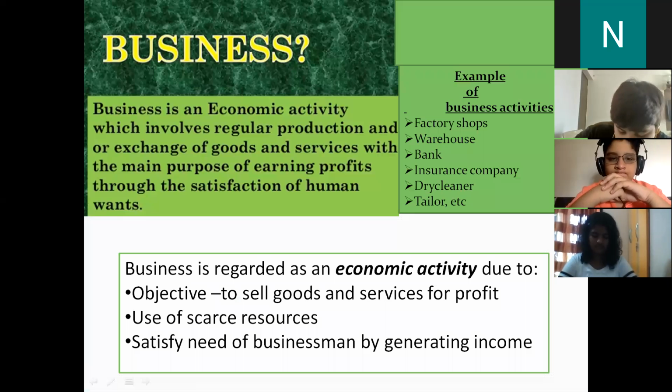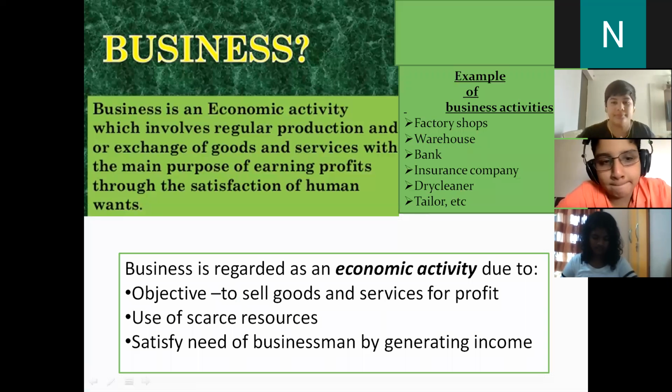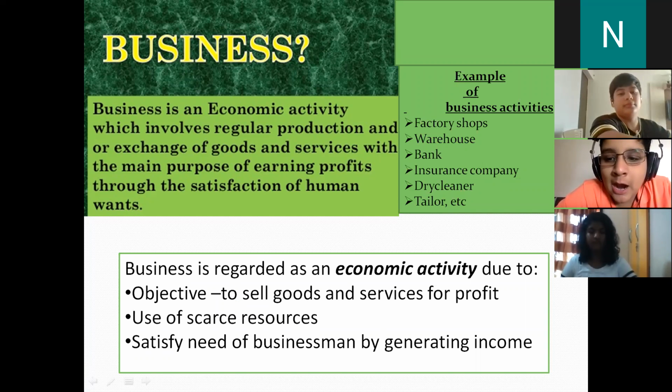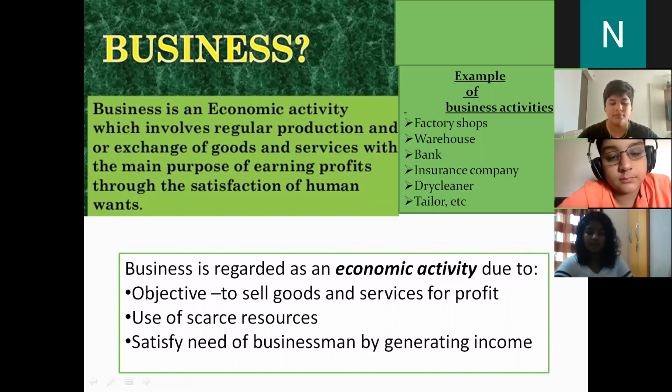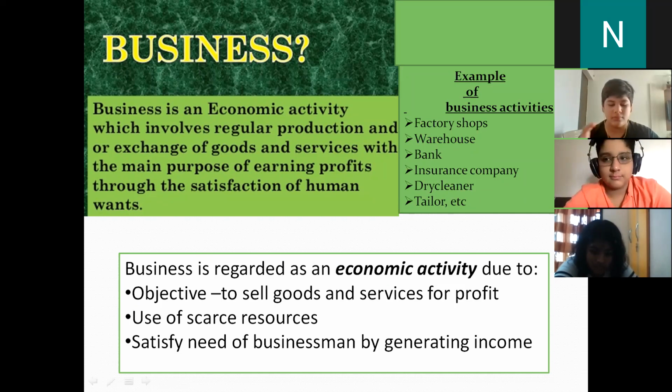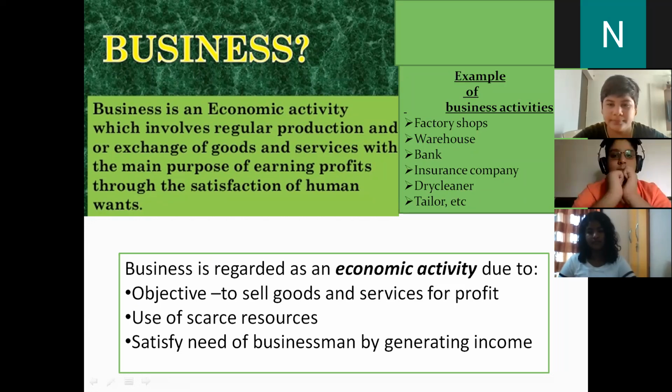Now, what is business? The first type of commercial activity is business. Business includes all those economic activities which are concerned with production and exchange of goods and services with the objective of earning profits through satisfaction of human wants. You have to be very clear that business is an economic activity which involves production. Remember, I told you, producing goods and services? And exchange of goods and services means giving you goods and getting money in return. The main motive of business is to earn profit after satisfying the customers or human wants.